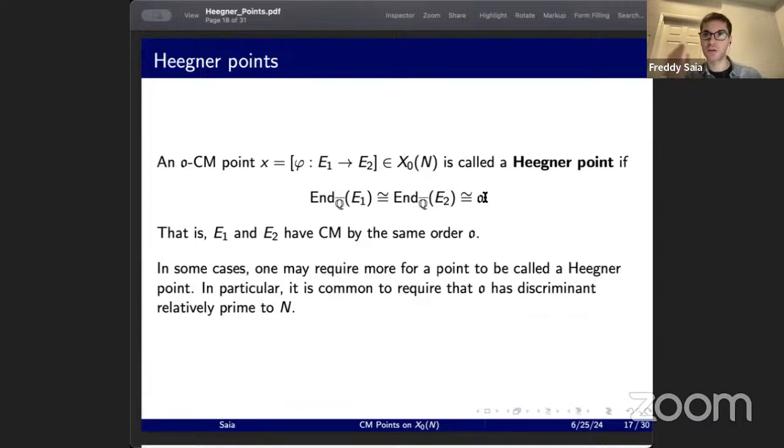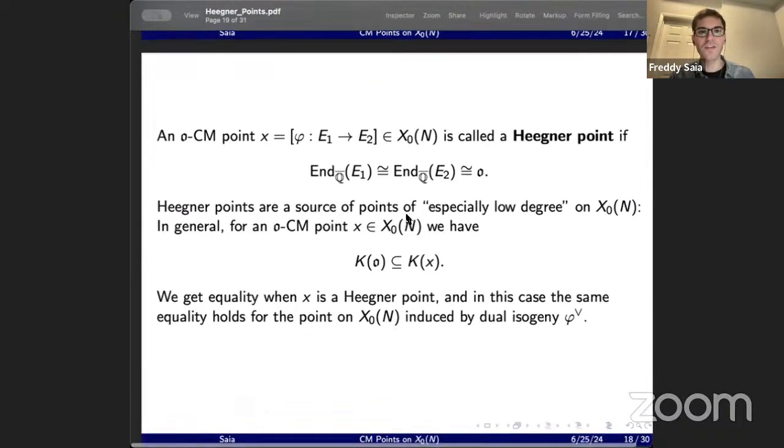Some folks might say you need some extra conditions in your definition of a Heegner point, so maybe I should assume those throughout this talk as well. In particular, it's common to require that your order O has discriminant relatively prime to your level N. Some folks might call it a mock Heegner point, I believe, if it doesn't have that extra condition. You might also require that all the primes dividing L are split in your CM field. These are just simplifications to make it very clear what the residue field of the point is.